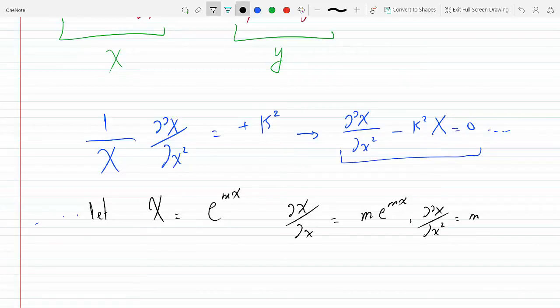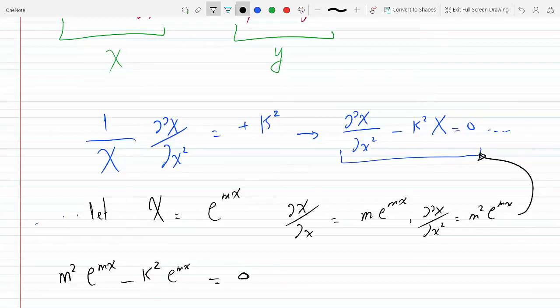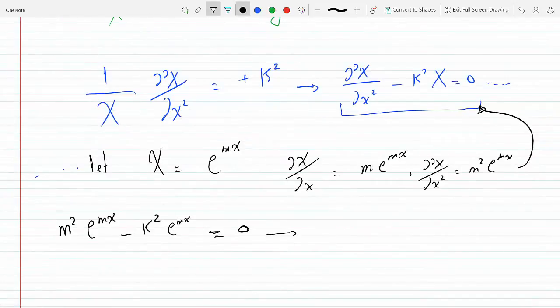m squared e to the mx, and then take these and plug them here. So you get m squared e to the mx minus k squared x, which is just e to the mx, equals 0. Factor out e to the mx, so you get e to the mx times m squared minus k squared equals 0.